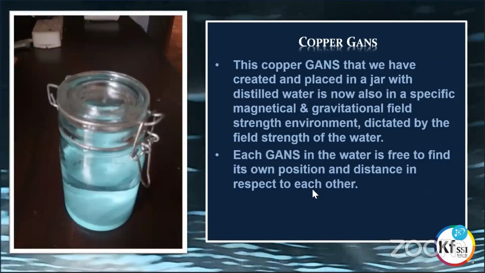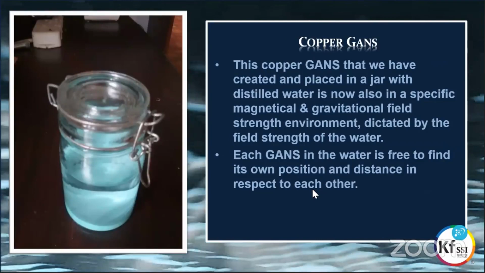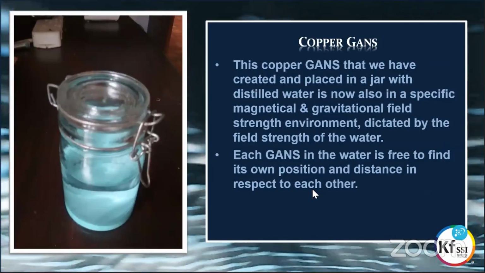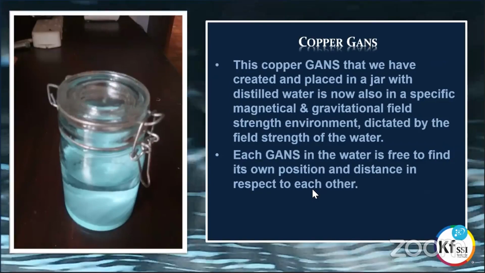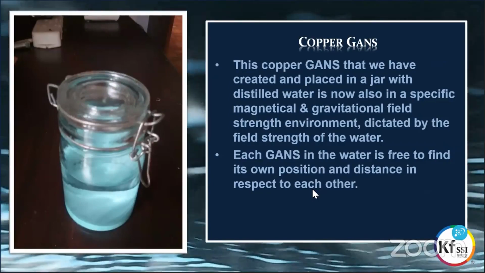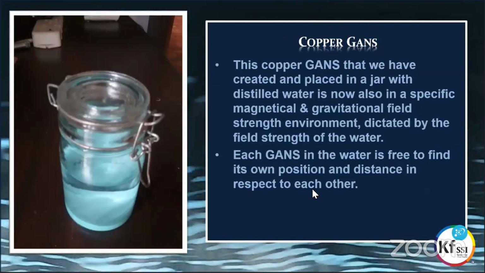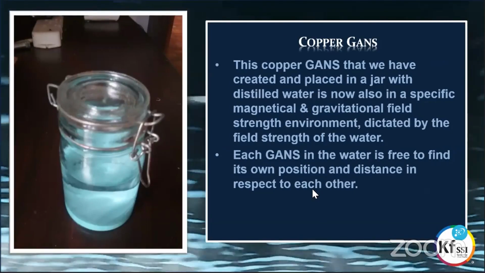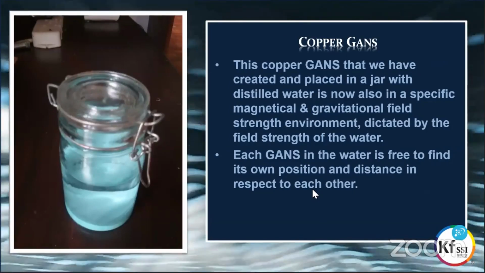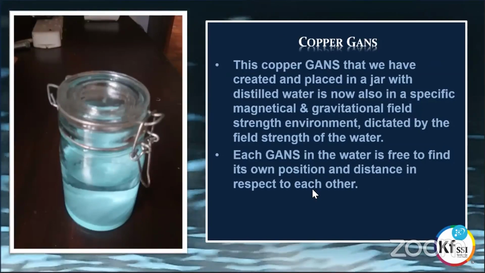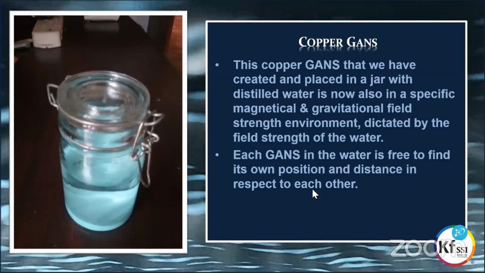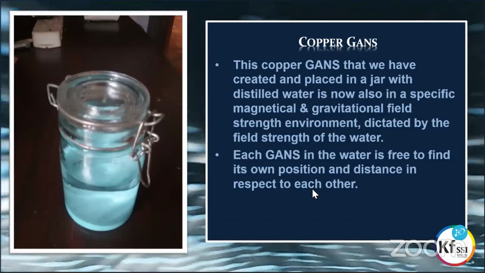Now we've got our copper GaNs, and we've taken them out of that box, and we've washed and washed and washed, and now we place them into a jar of distilled water. Again, within that distilled water environment, the water has a specific magnetic gravitational field strength environment dictated by the field strength of that water.